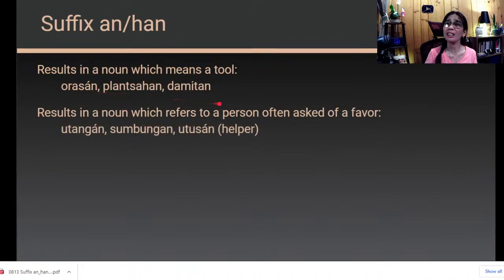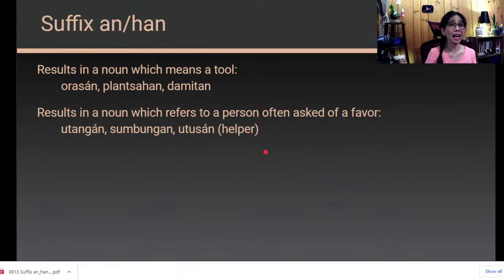Orasan, planchahan, damitan. Yes, it results in a noun which means a tool. So a tool. When you hear some of those words, orasan, planchahan, damitan, it's a tool. Some of them, that group. And then also it refers to a person who is often asked of a favor.